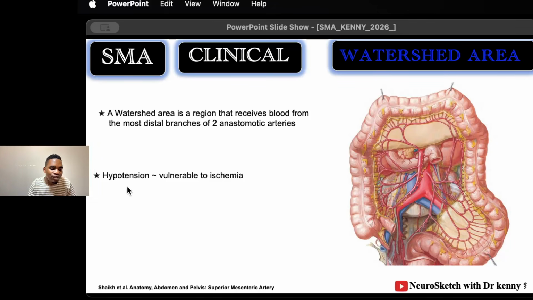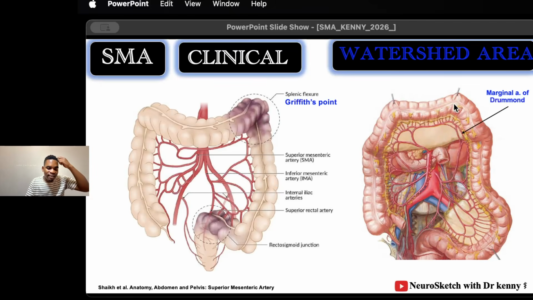In case of systemic hypotension, this part is vulnerable to ischemia because the blood will come all the way to this region and end here. The blood will come by way of the inferior mesenteric artery, all the way to this region, and will reach here. So this point becomes ischemic, and this is what is called the watershed area. In the large intestine, we have two important watershed areas. We have Griffiths point here at the splenic flexure, but we also have Sudeck's point here. We're going to discuss it when I do anatomy of the inferior mesenteric artery.